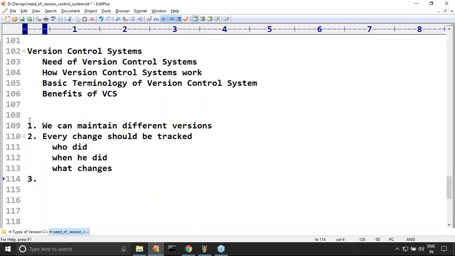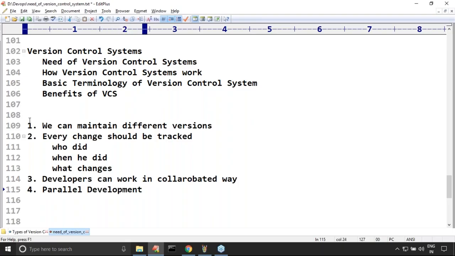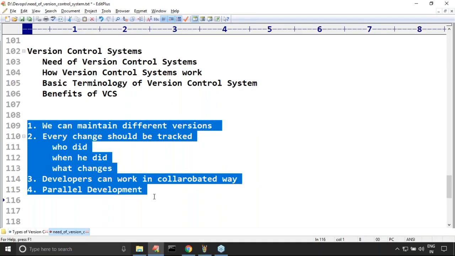After that, developers can work in a collaborative way. Have you observed? Multiple developers can work in a collaborative way. After that, it enables parallel development. Have you remembered? It enables parallel development, so that we can complete the project development in less time, and so on. So n number of advantages are there for version control systems.